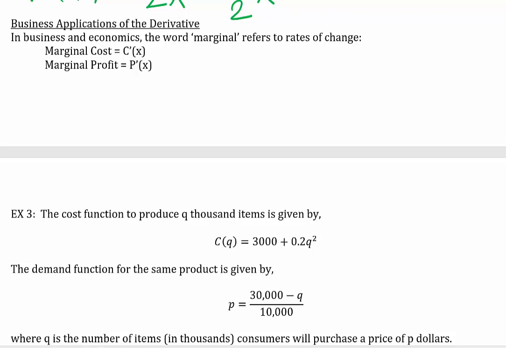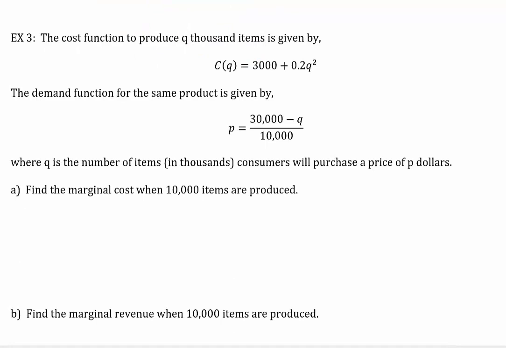And the new application I'm going to give you today is that the derivative of a cost function or a profit function or a revenue function is often referred to as marginal. That word marginal means find the derivative. So marginal cost is the rate of change of the cost function. So let's take a look at a specific example.